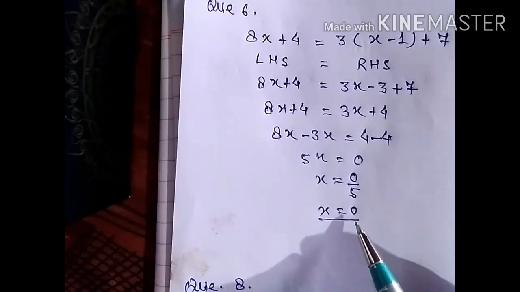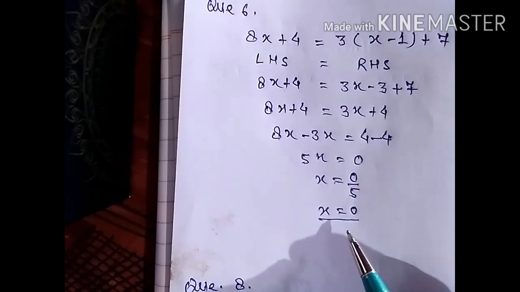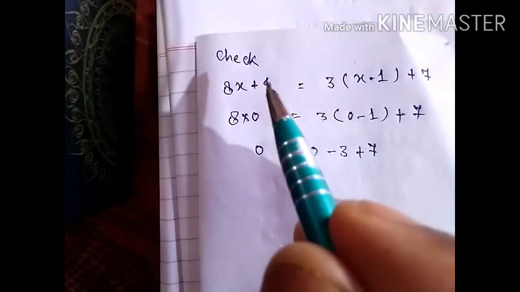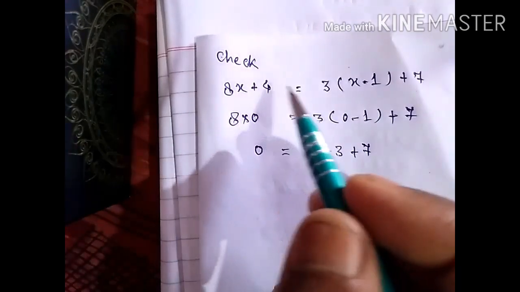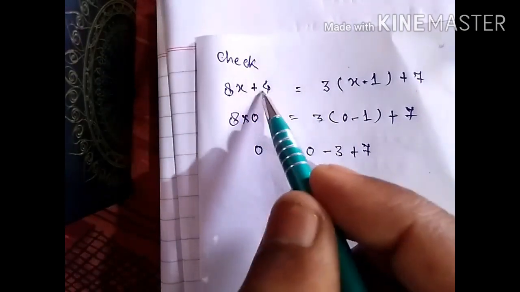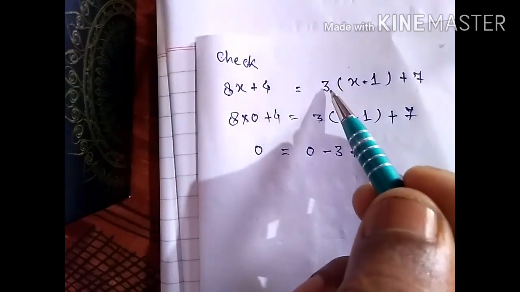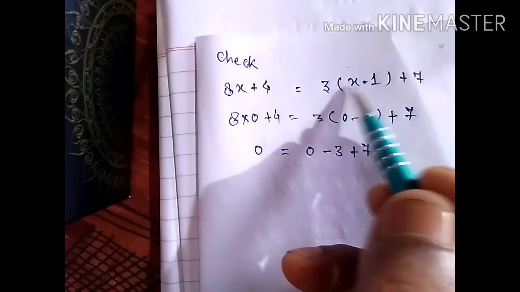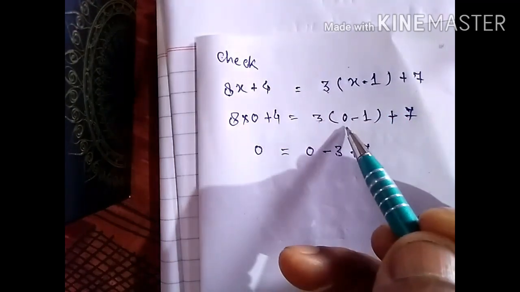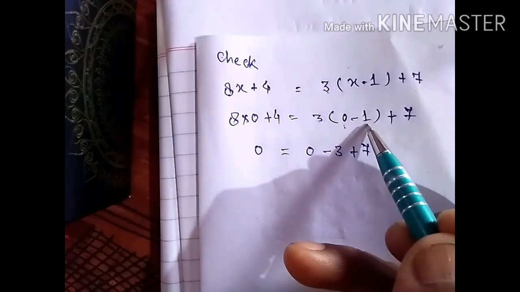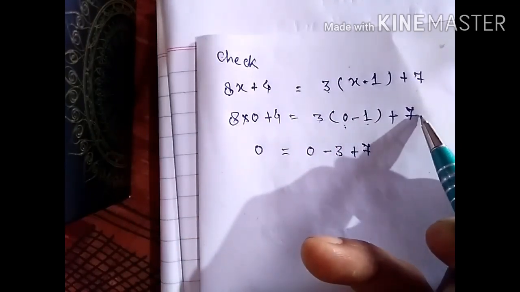So now we have to check whether this solution is correct or not. So we have to put this 0 in the given equation, student. We have to put the value of x in the given equation. Here 8x means 8 into 0 plus 4 is equal to 3x minus 1 plus 7. So in place of x we have to put 0 here. So 3 in bracket 0 minus 1 plus 7.